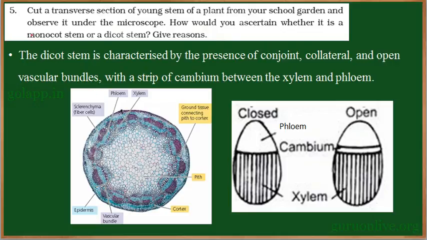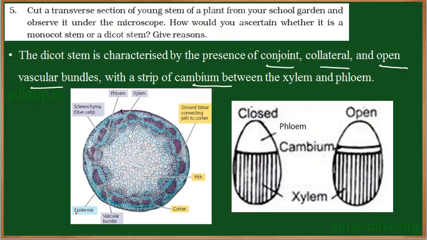A dicot stem is characterized by the presence of conjoint, collateral and open vascular bundles, and these open vascular bundles contain cambium. Now let us observe the transverse section of a stem.